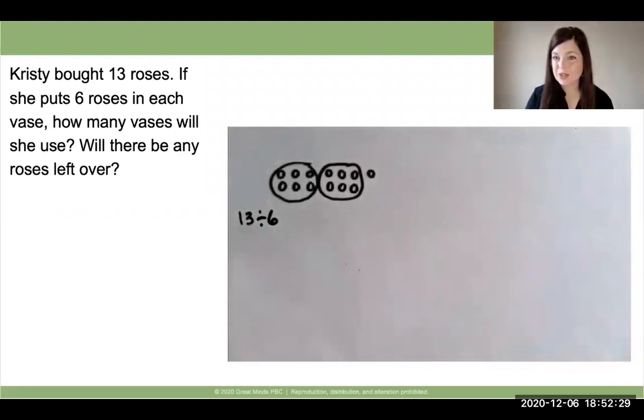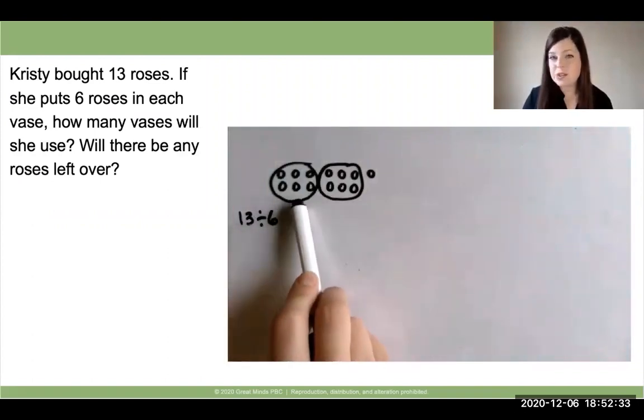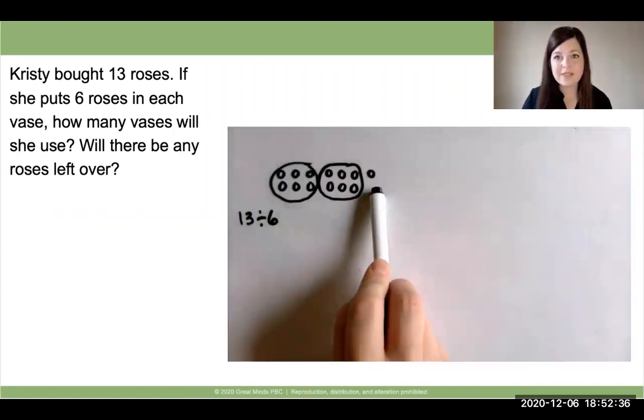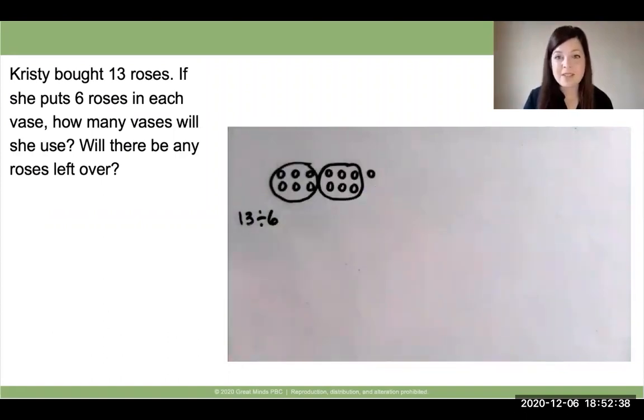Welcome back. Does your array look similar to mine? In the array, we can see 2 groups of 6 and 1 left over. Now pause the video again and write the quotient and the remainder and write an answer statement to answer each of the questions. Then come back and we'll compare.